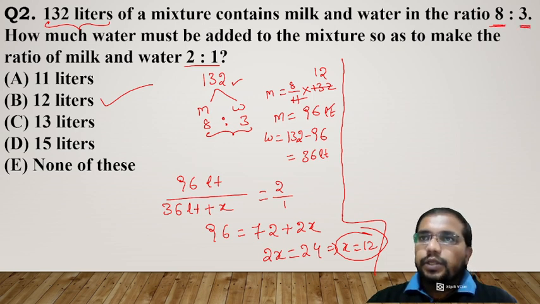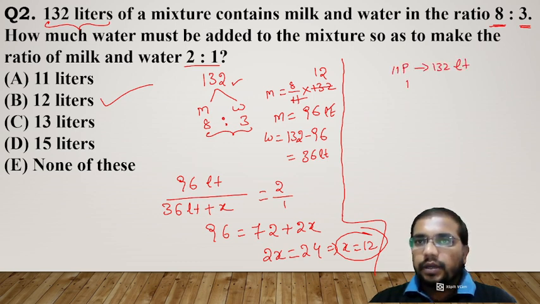Initially the ratio is how much? 8:3. 8 plus 3, 11 parts, total 132 liters. 1 part is 12 liters, right? Okay. Milk is how much initially? Water is how much initially? Milk is 8 parts. 8 into 12 is 96. Water is 36. This is initial.